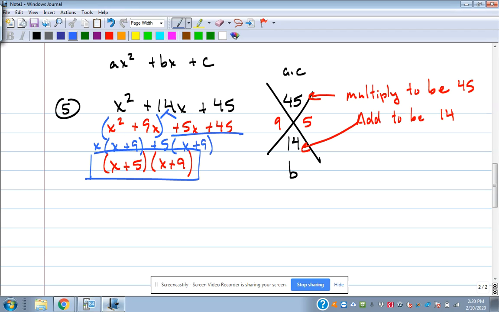If there's anything in front of x squared, you can't do that, though. You got to do the grouping stuff, okay?